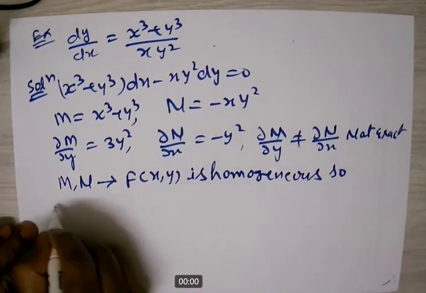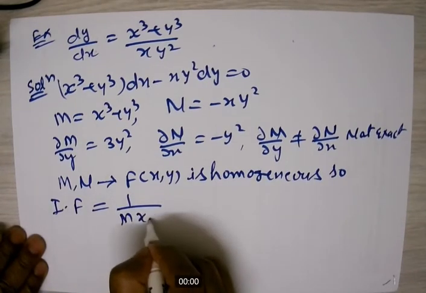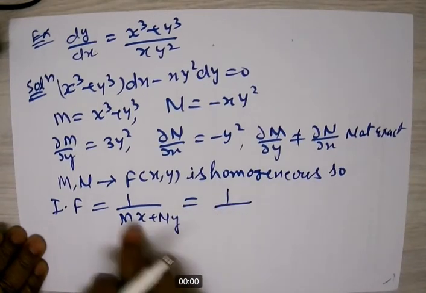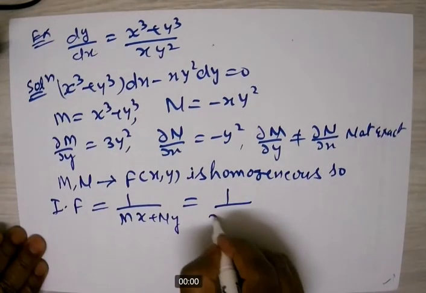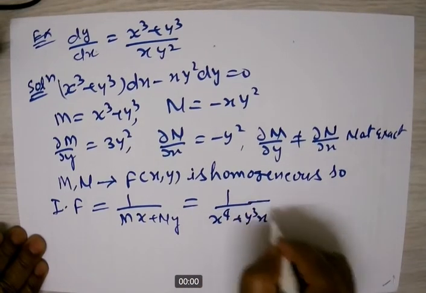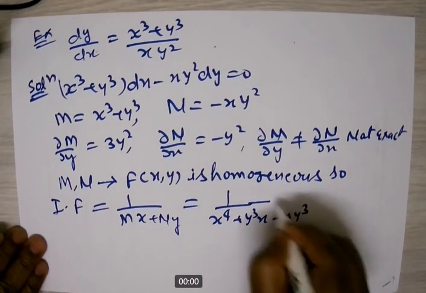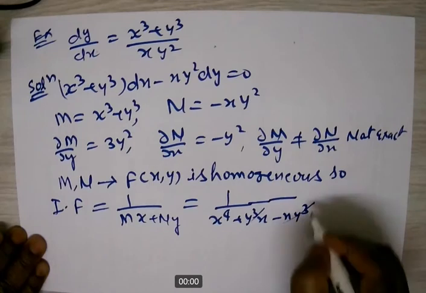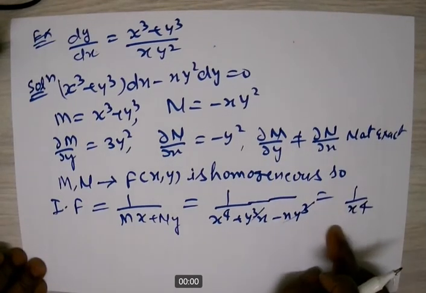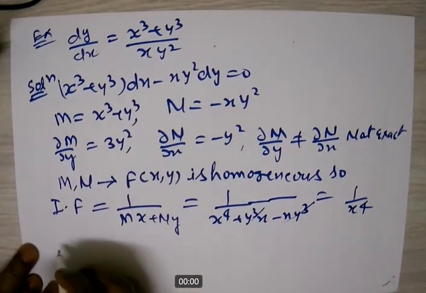So find the integrating factor using this way: 1 divided by Mx plus Ny. M means here, see that one, x to the power 4 plus y cubed x, plus Ny, that means minus x y cubed. So this cancels. So what is the remaining part? 1 divided by x to the power 4. Now multiply this integrating factor to the given differential equation and then write the general solution.